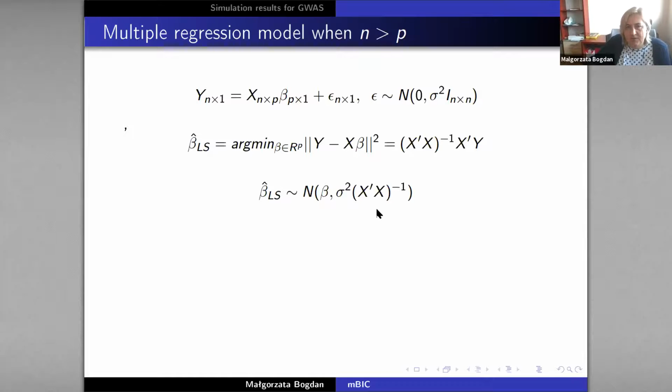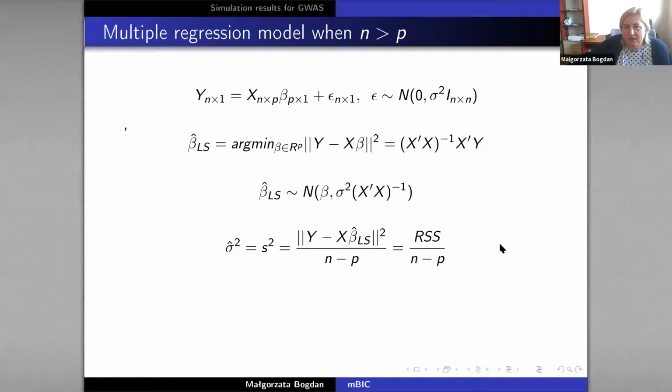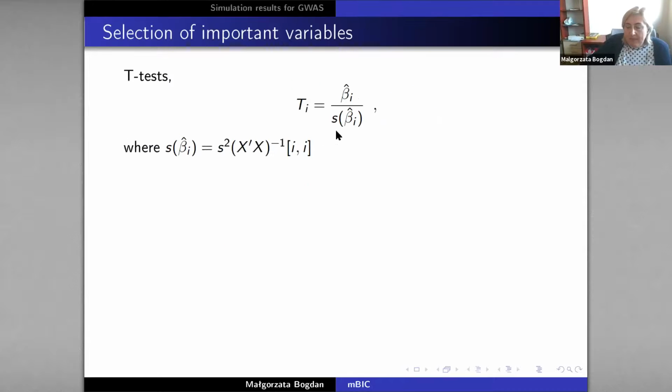X prime X inverse. And we estimate variance, as you said, Pablo, by the residual sum of squares, which is the sum of squares of differences between what we observe and what we fit, and divide over n minus p, where p is the number of columns in our X matrix. And this is the unbiased estimate of variance.